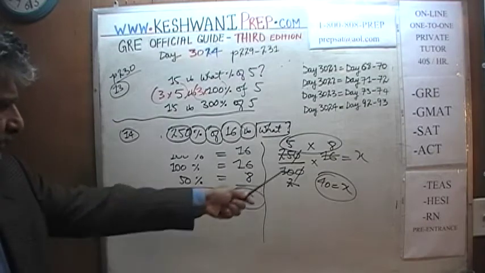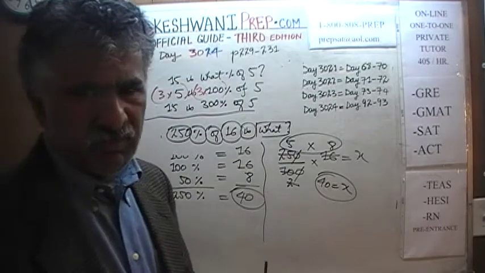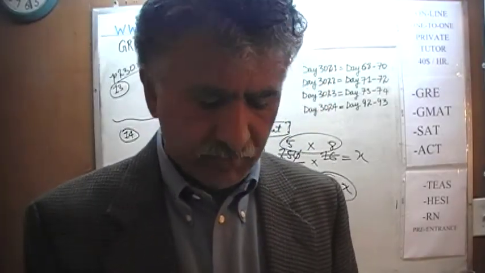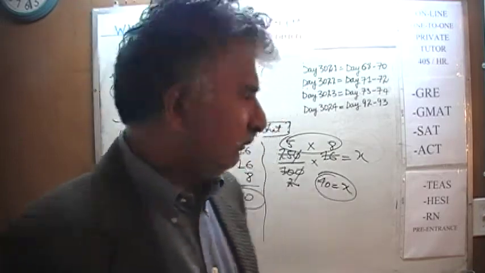It's up to you. If you don't like this method, you can do it in a very classical manner. If somebody asks you what is 250% of something, just build it up: 100%, 100%, 50%. What is 240%? Just 100%, 100%, 40%. It's very simple.